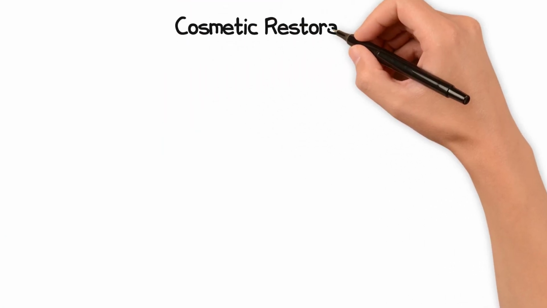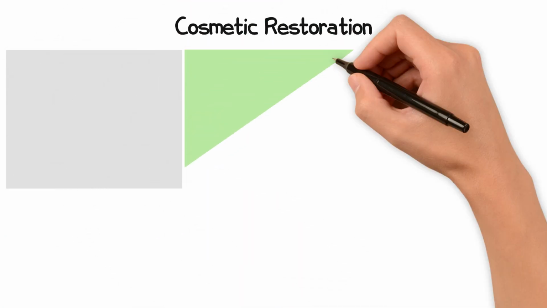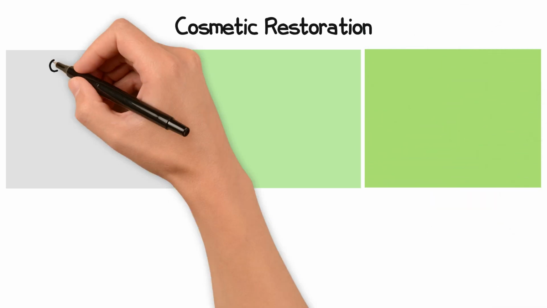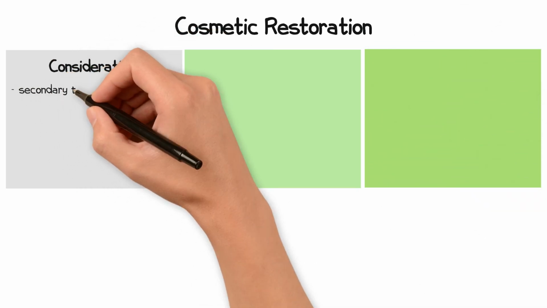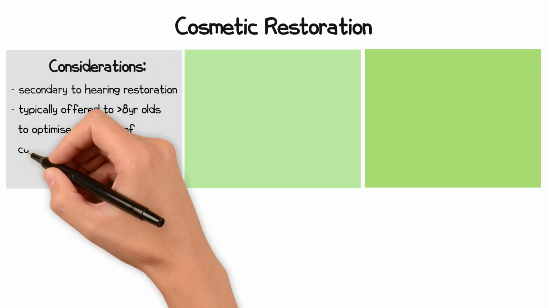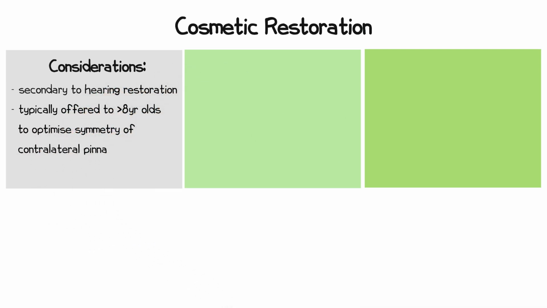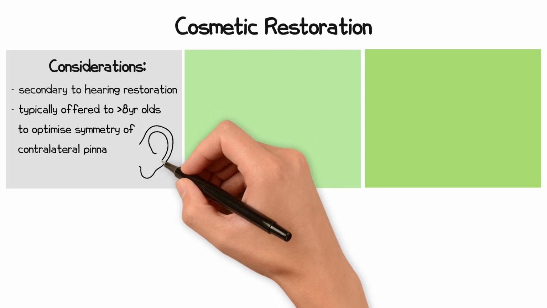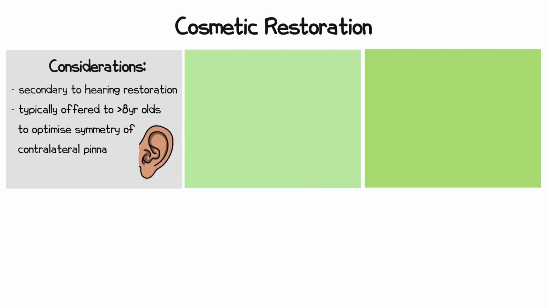For the cosmetic impact of Microtia, a number of reconstructive options exist. This is a lesser concern than hearing restoration, and is typically offered after the age of 8, by which time the contralateral pinna will have nearly reached its adult size. This ensures a more symmetrical final result.